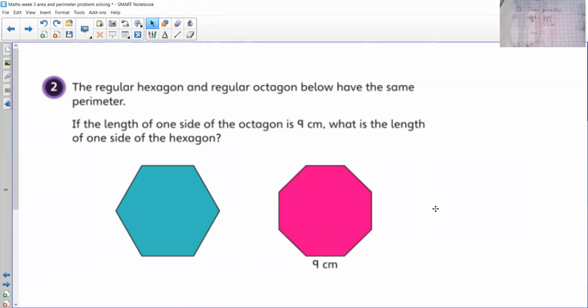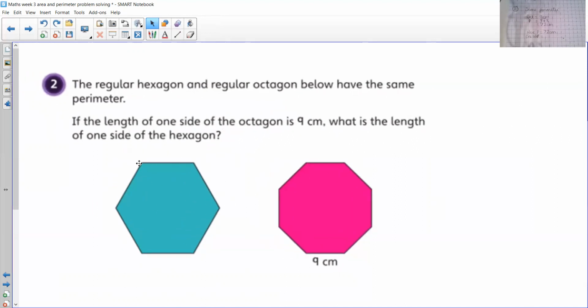Okay then, let's look at the hexagon. So I know that the hexagon perimeter is the same as the octagon perimeter, so I know that it's 72 centimetres. Right, how can I work out just one side then? So if I know that all of these sides together equals 72 centimetres, and I've got 1, 2, 3, 4, 5, 6 sides, so I need to do 72 divided by 6, because each side is the same, and the answer would be 12 centimetres. So one length of the hexagon is 12 centimetres, one length of the octagon is 9 centimetres, but the perimeters are both 72 centimetres. Well done if you got these right.